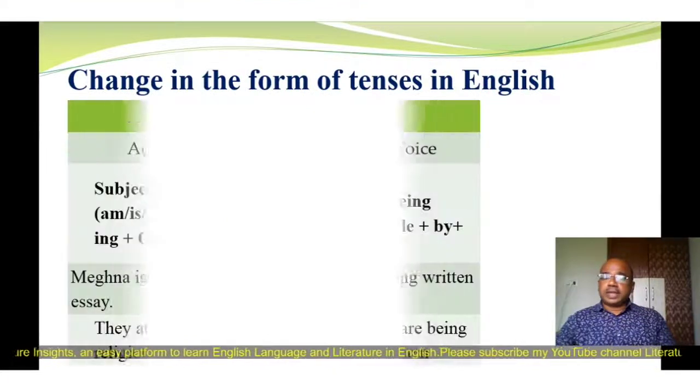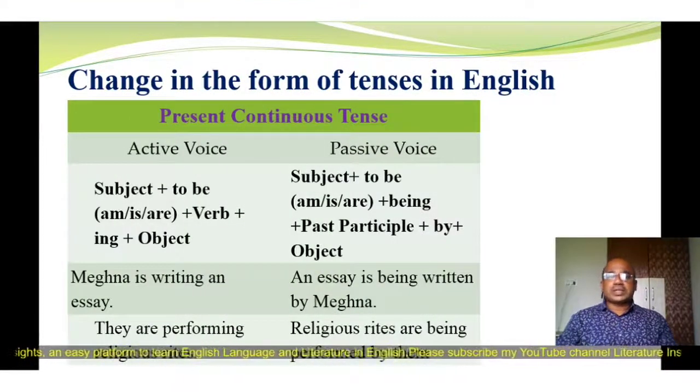Then the next tense, present continuous tense. Here you can see the same columns, active voice and passive voice. In active voice, the structure is subject plus to be, am, is, are, plus verb plus ing plus object. This is the structure for active voice. In passive voice, subject plus to be, am, is, are, plus being plus past participle plus by plus object.